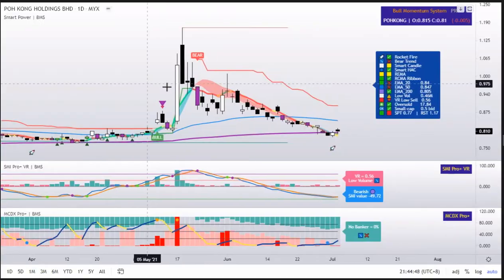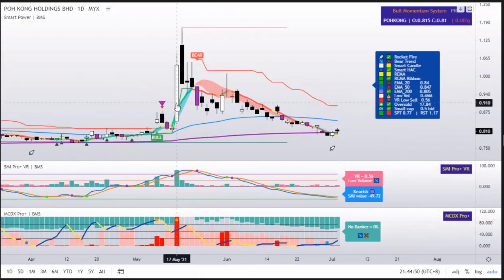Okay. So that's the reason why it's too overextended, and then the next day they give you this black candle here. This thing is called a dark cloud cover. In candlestick pattern, this is called dark cloud cover. The price gaps up and then starts to take profit and push down.